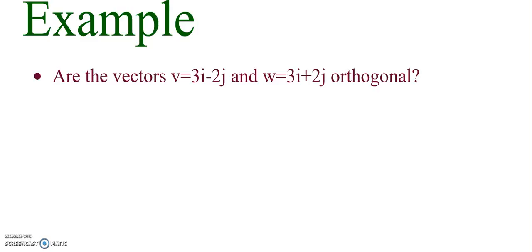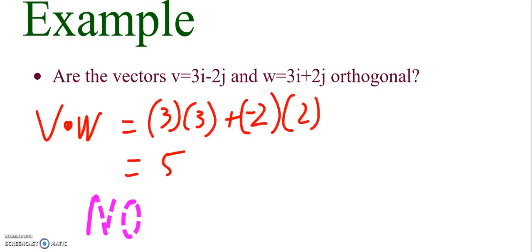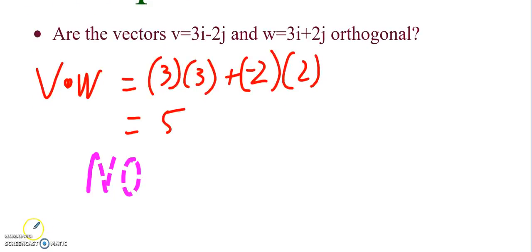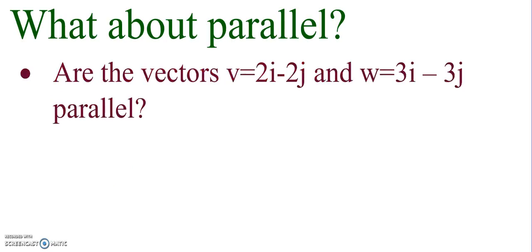Are the vectors v equals 3i minus 2j and w equals 3i plus 2j orthogonal? Pause the video, decide, unpause when you're ready to check. So I said no, they are not orthogonal. Why is that though? All I had to do was find the dot product. The dot product is 3 times 3 plus negative 2 times 2, which is positive 5. That's not 0. 5 does not equal 0. I might not know a lot, but I know that. That's a fact.